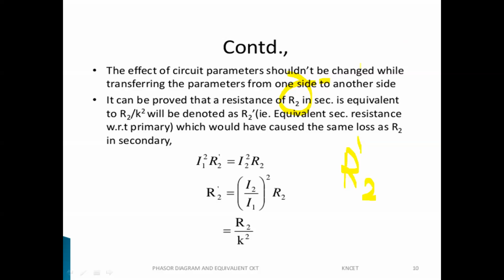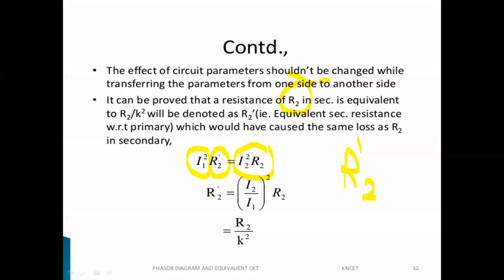Suppose R2 is the secondary resistance that is transferred to the primary side, that component is represented with R2 dash. So secondary copper losses are represented with I2 square R2. Copper losses formula is I square R. On the secondary side, that means I2 square R2. So that quantity is transferred to the primary side. The current becomes I1. Resistance becomes R2 dash.